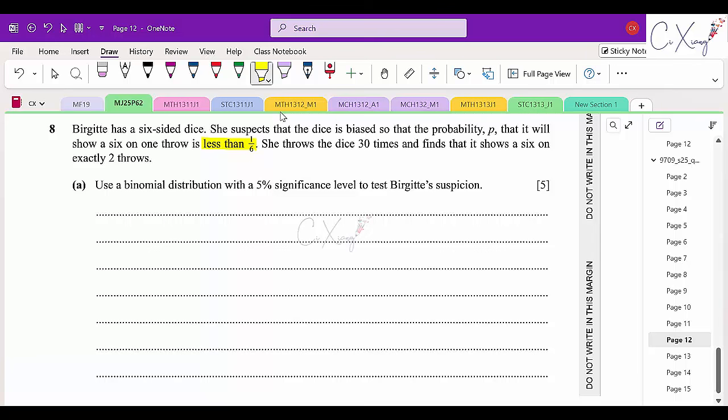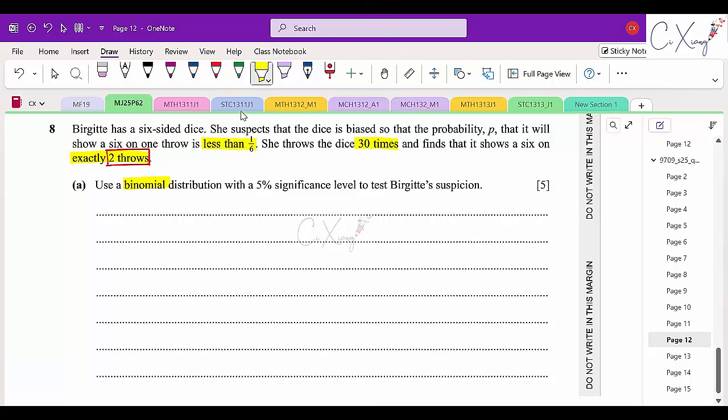She throws the dice 30 times and finds that it shows a 6 on exactly 2 throws. Highlight the keyword exactly 2 throws. The 2 throws here basically is also the observed value for you to calculate your p-value later if you want to carry out the test. Alright, use a binomial distribution. And for this question, they did mention clearly that you have to use a binomial distribution with a 5% significance level to test her suspicions.